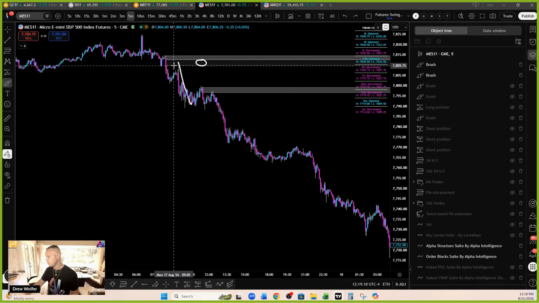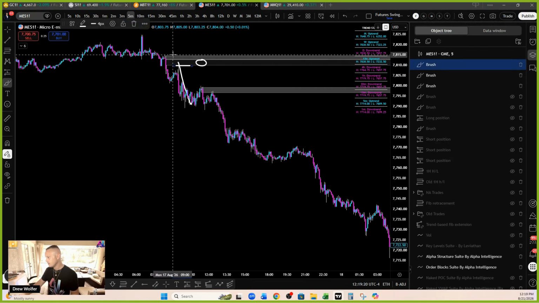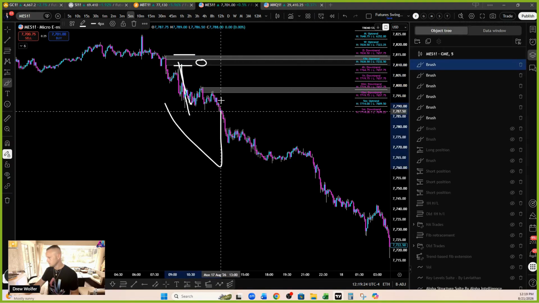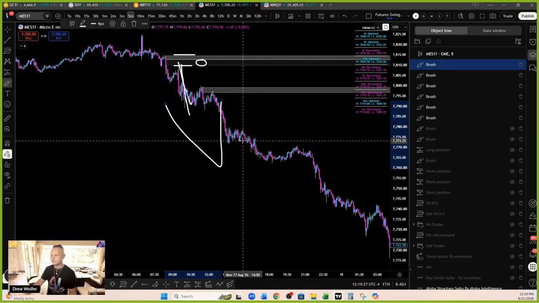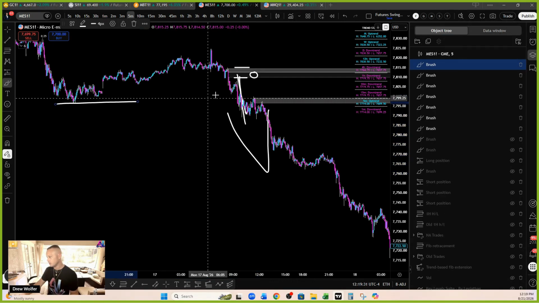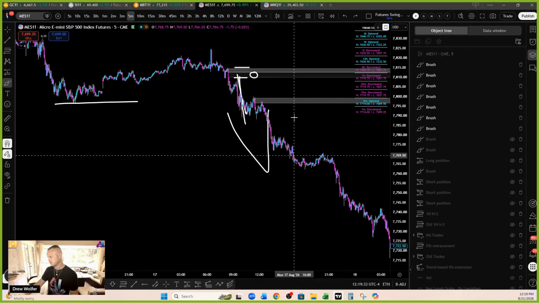So if you enter here, you place your stop loss outside of the order block, and then you just target the trending move. You just keep riding it if you want to, or if you're a day trader, you just target the old lows, right? The old lows would have been right here, but I would have just kept riding the trend, right?